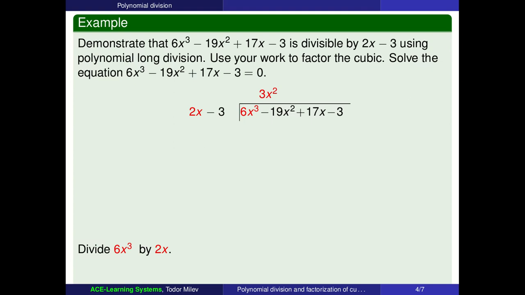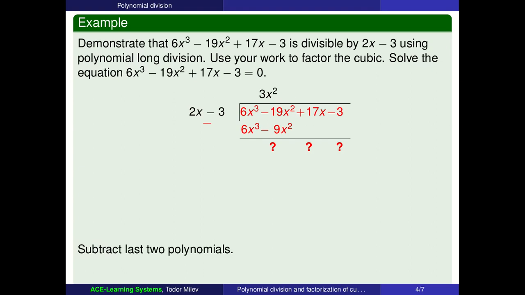Next, multiply 3x squared by 2x minus 3. And we get 6x cubed minus 9x squared. Next, subtract 6x cubed minus 9x squared from the dividend.